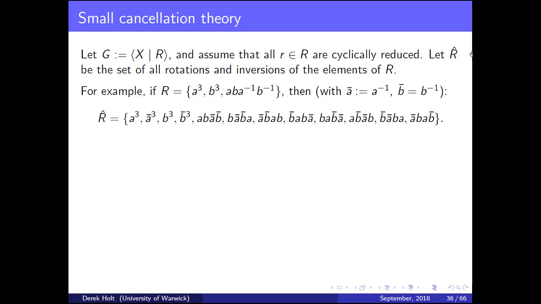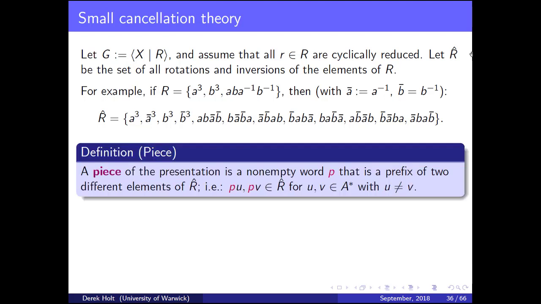Okay, so what's a piece? A piece is essentially a word that's a subword of two different relators, meaning two different members of this enlarged set. Since I've cycled everything, I can say it's a common prefix of two distinct elements of R hat. So that's what a piece is.